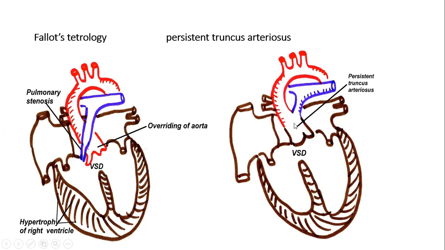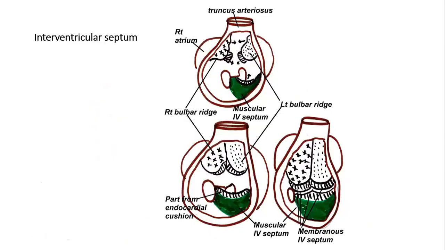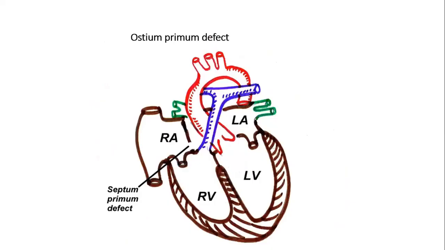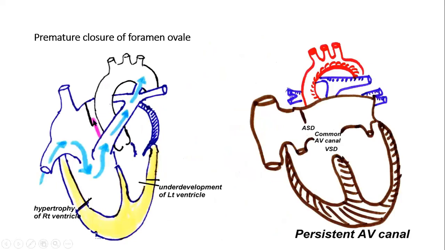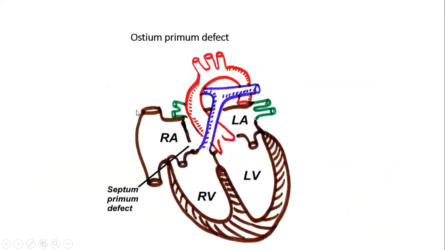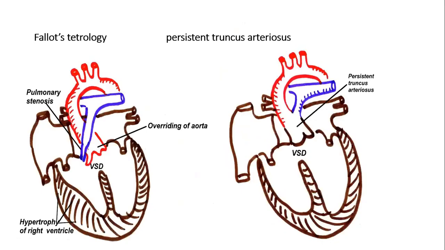I said there is a communication between the aorta and the pulmonary trunk. Here I showed you the communication. This will be present for some time, then it will close. But if it doesn't close, then it leads to a condition called persistent truncus arteriosus. This is the truncus arteriosus, which is communicating between the pulmonary trunk and the aorta with the association of the ventricular septal defect. So these are all defects of the ventricle.